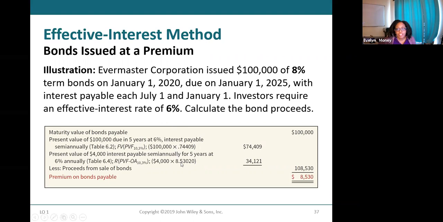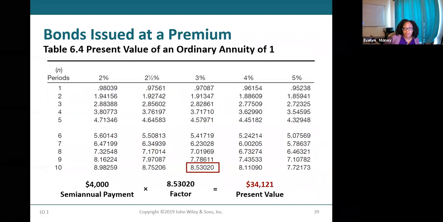So we still find the present value of these bonds in the same way. We're using the present value of an ordinary annuity for the cash interest payments. And don't forget to cut that interest rate in half and multiply those periods by 2 because we're dealing with interest being paid 2 times a year. And we're also dealing with the present value of a single sum here for the maturity value or the par value. So once we find that, we add those two together, and we see that this time the cash proceeds are higher than the par value. And that's okay. It just means the bonds are issued at a premium. That premium will need to be amortized.